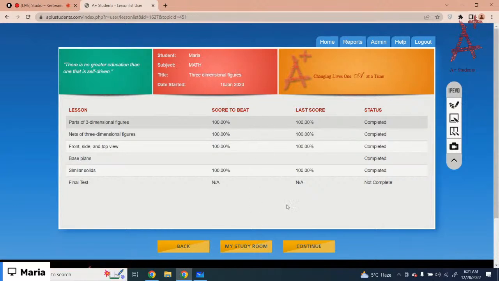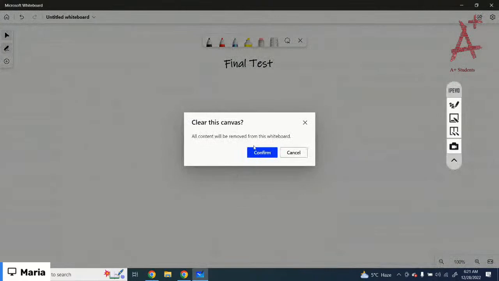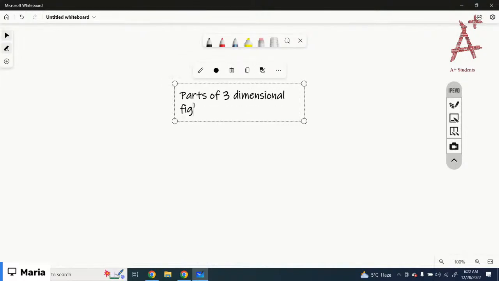Let's start with the first lesson, parts of three-dimensional figures. Let me just write down the lesson name. Okay, the lesson name is parts of three-dimensional figures.